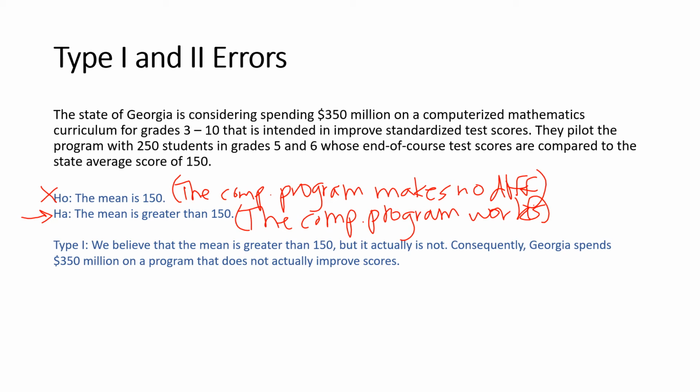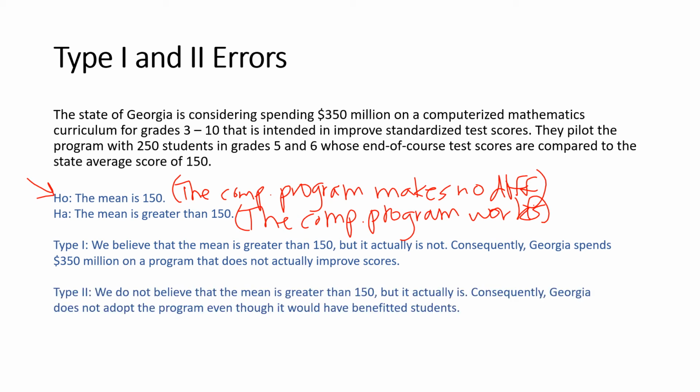Now, the opposite of that, type 2 error. Type 2 error is where you fail to reject the null hypothesis, but you should have rejected it. So type 2, you fail to reject the null hypothesis, so you go along thinking that the mean is 150, you're thinking that the program does not make any difference whatsoever, so you're not going to spend the money on it, but really, you should have spent the money on it because student scores would have improved. So here's what this looks like. Type 2, we don't believe that the mean is greater than 150, but it actually is. Consequently, Georgia does not spend the money on the program, even though it would have benefited students.